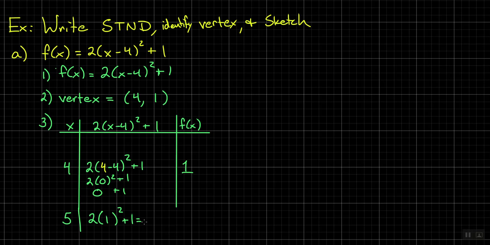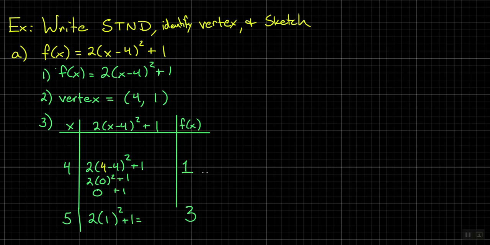1. 2 times 1 plus 1? It's 3. Now, my table, I wrote too much work here, but check it out. I know that if I went 1 to the right of my vertex, I went 2 up from my vertex. There's a lot happening there. If I go 1 unit to the right, my graph goes 2 up.